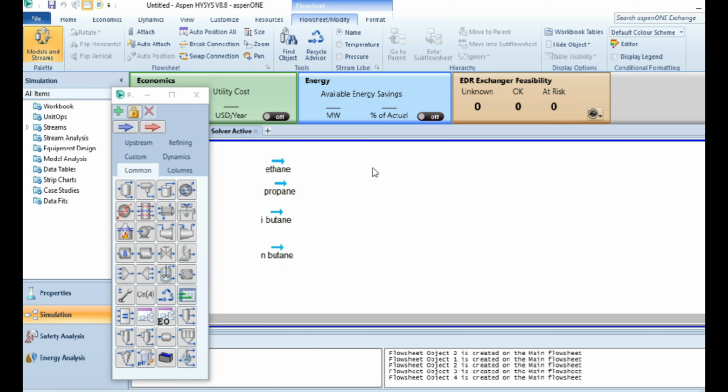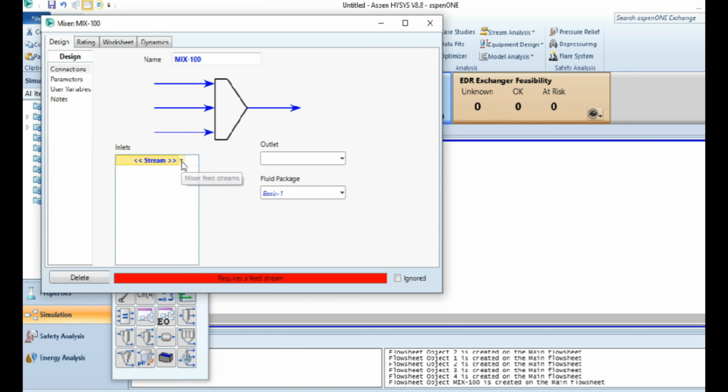The next thing you have to look for is another unit. The next unit: I'm trying to mix the four streams, so I have to introduce a mixer. Here we add our components, i-butane, then n-butane. Let's call this stream 1.